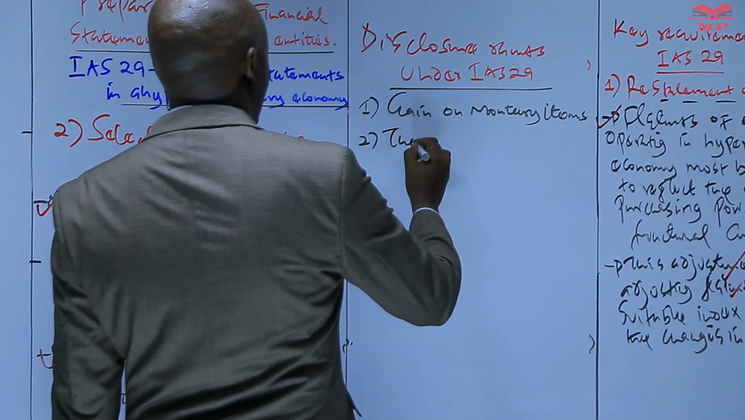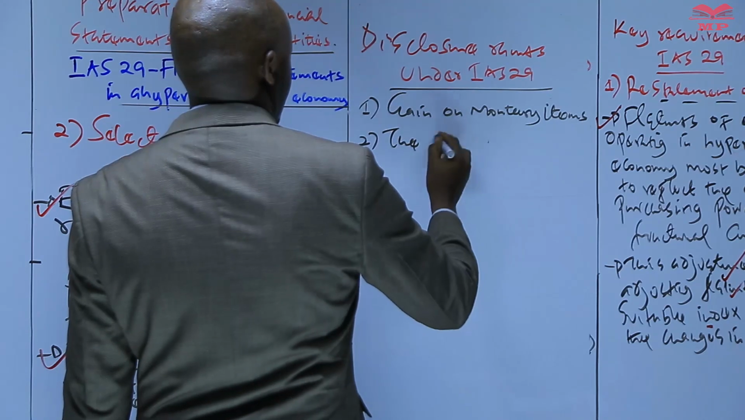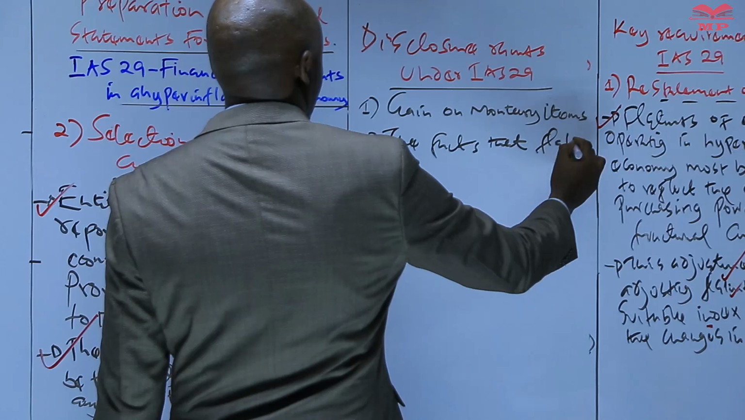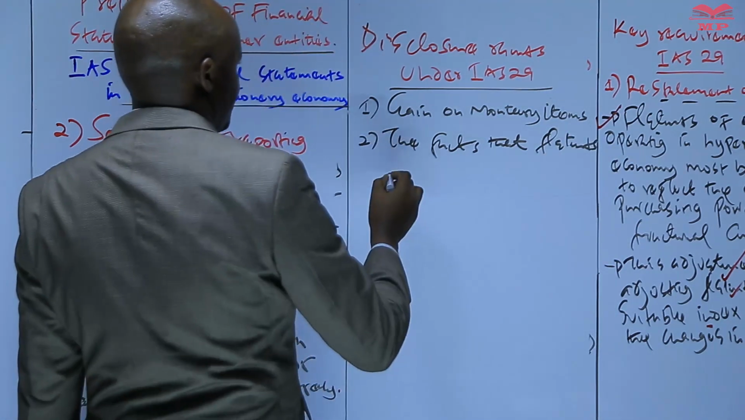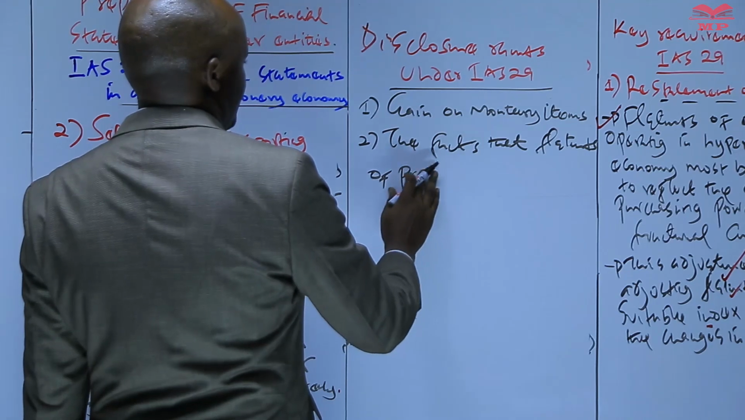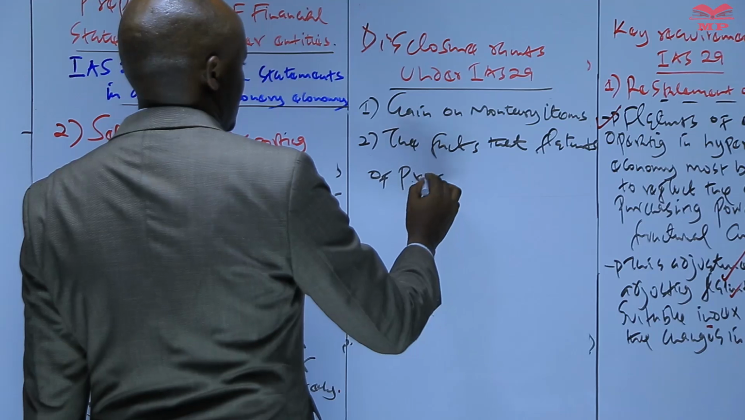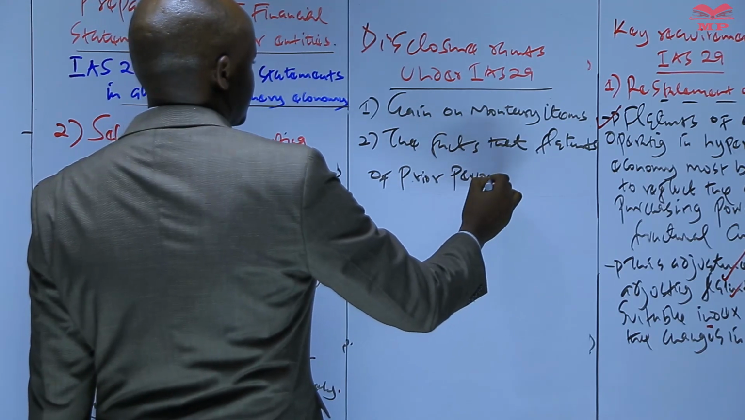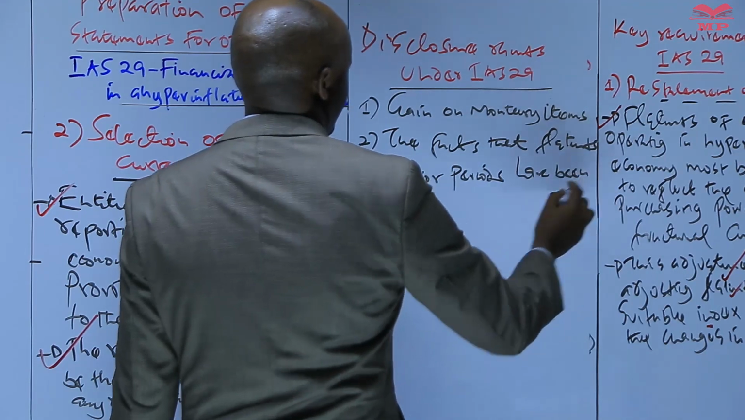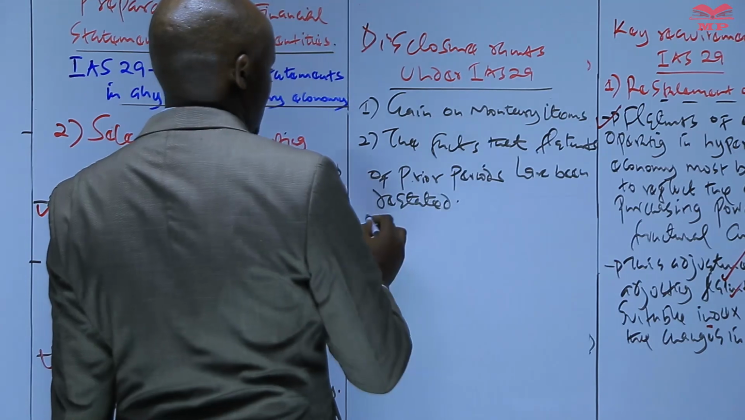The other information which needs to be disclosed is the fact that financial statements of prior periods have been restated. When we talk about prior, we are talking of the previous period.